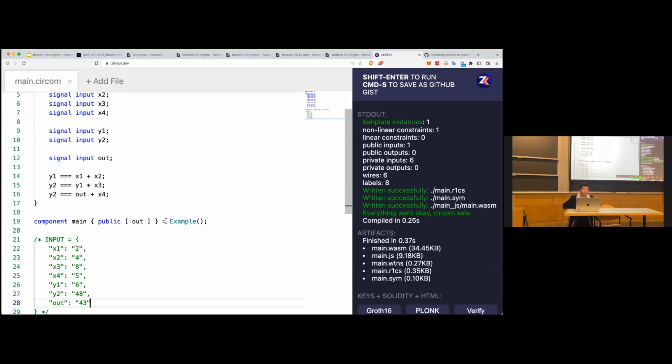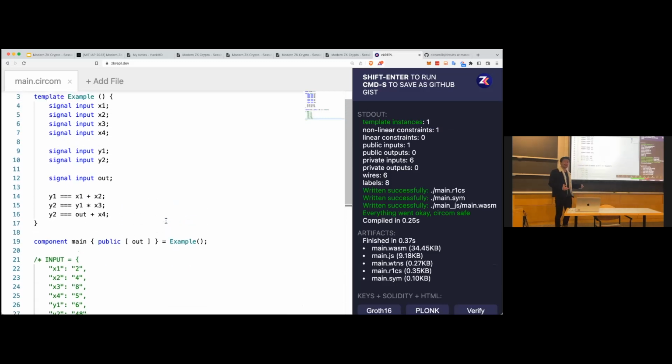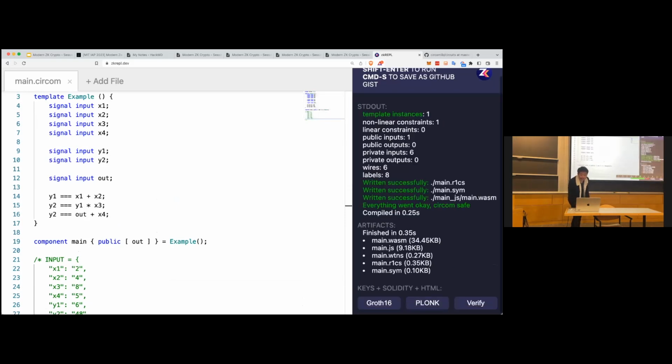Once you've put in some test input, you can compile and run the circuit by hitting Shift-Enter. If I hit Shift-Enter, what you're going to see here is basically everything went okay, Circom safe, which means they were able to generate the artifacts for a zkSNARK protocol from this, and Vivek will go into those artifacts particularly in the next lecture. And that for this particular set of inputs, it's able to generate a proof.